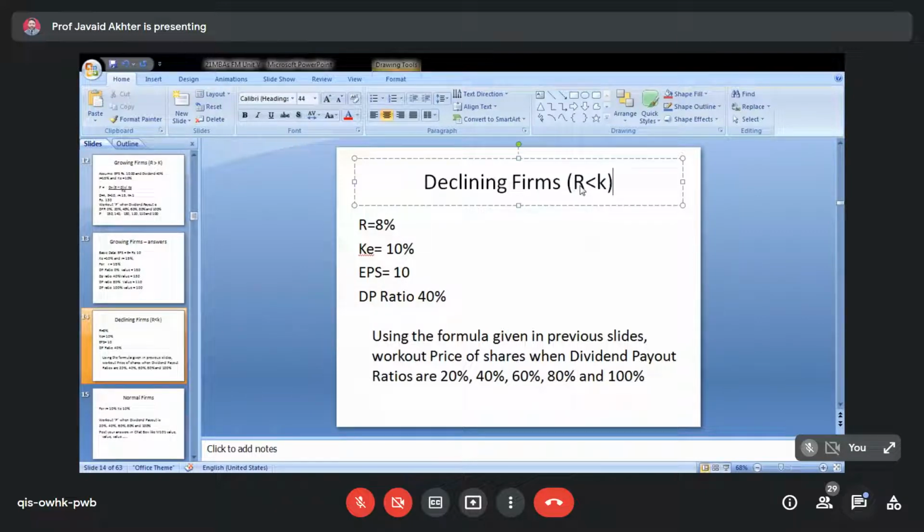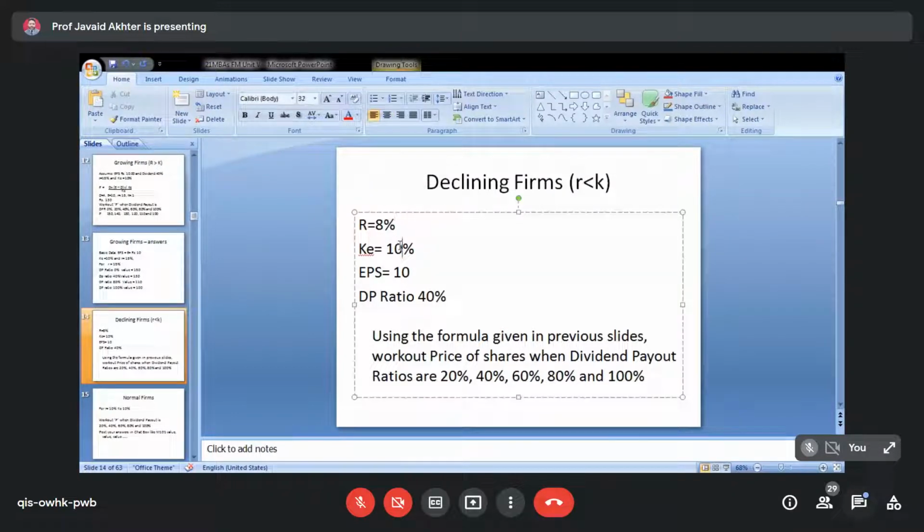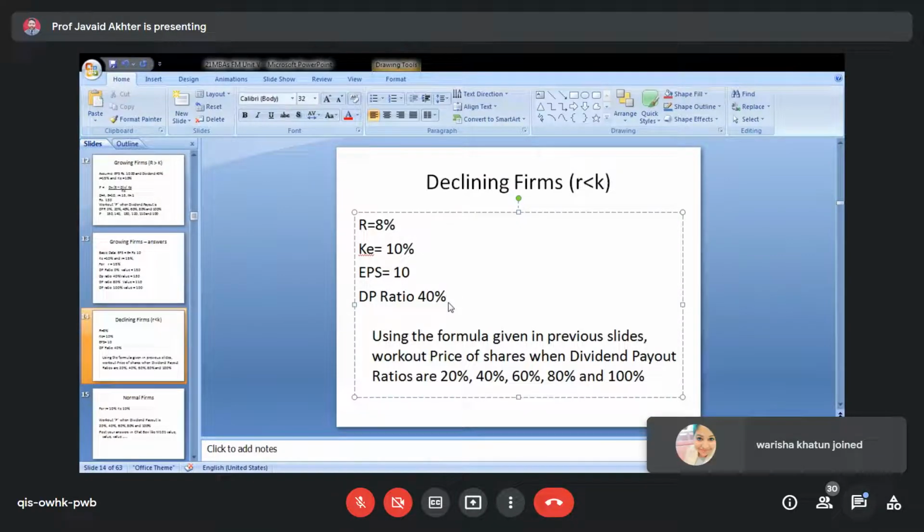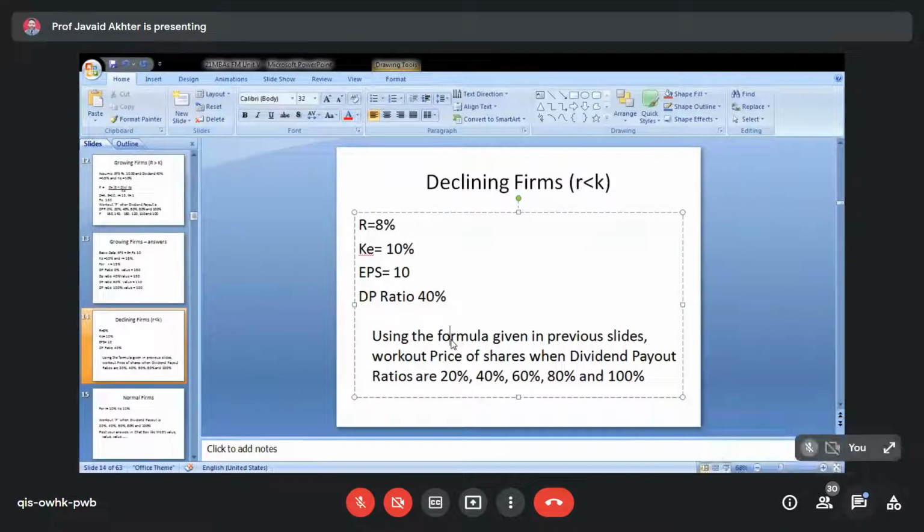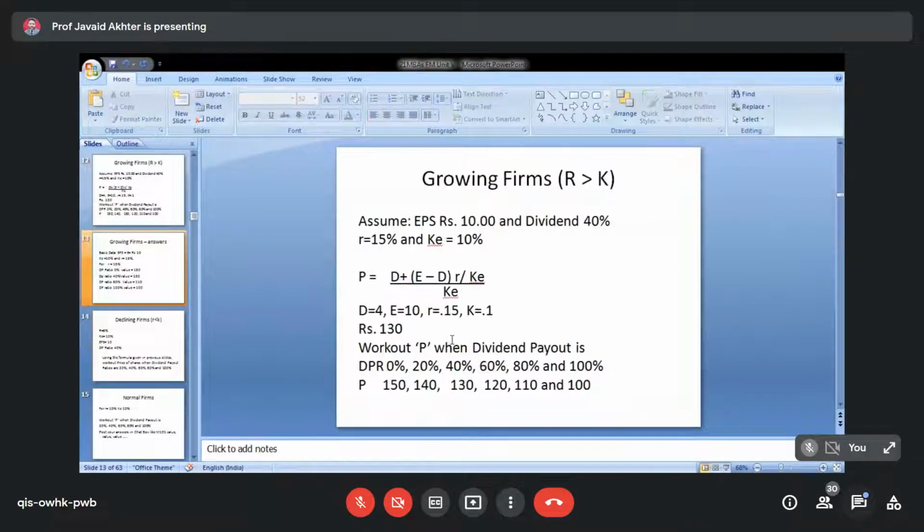For example, if we look here, what is R? 8, and K is 10. So these firms will be known as declining firms. What you are now expected to do, I'll do it for the normal firm also, and then we will start the discussion, using the formula that has been provided to you in the previous table.